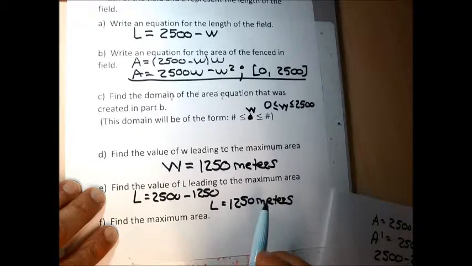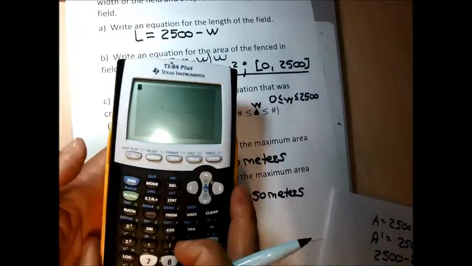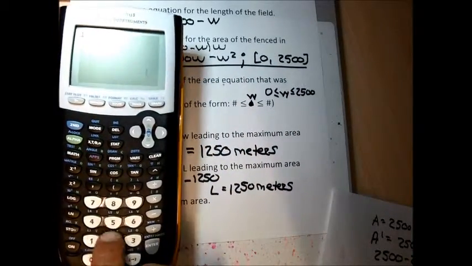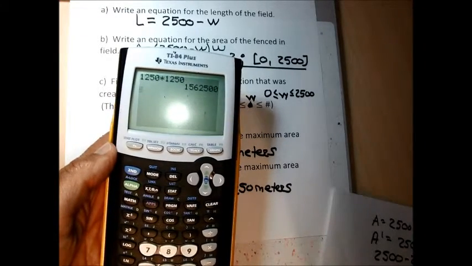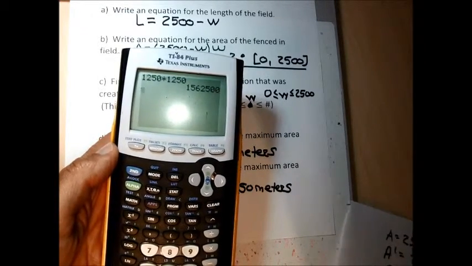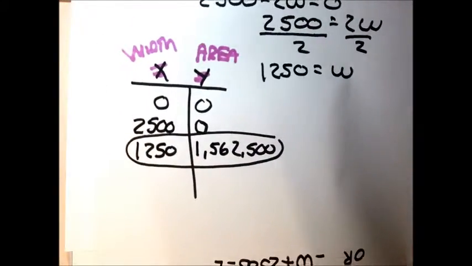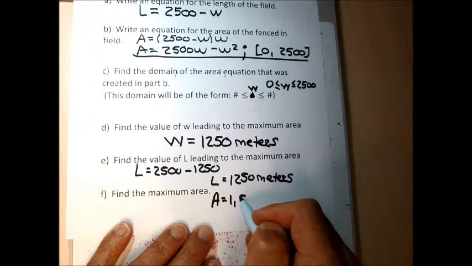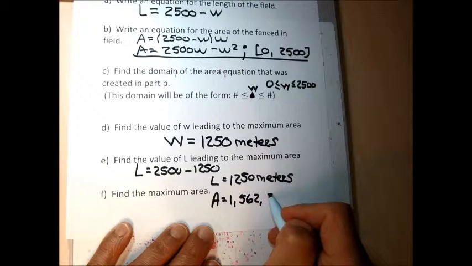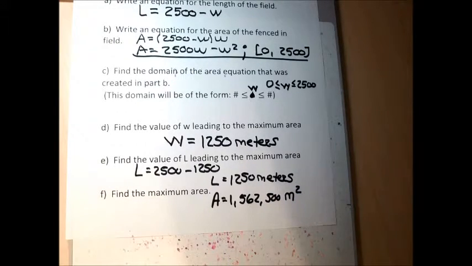And then there's two ways to get the area. I can multiply the length times the width. So I went to my main screen, because area is length times width. I know the length is 1250 and the width is 1250, and you get 1,562,500 square meters. Or if I realized that my table already gave me the area, I didn't even have to do that computation. I could have just stolen it from my table. So for part F, the area is 1,562,500 square meters. I'll write this as m squared for meters squared.